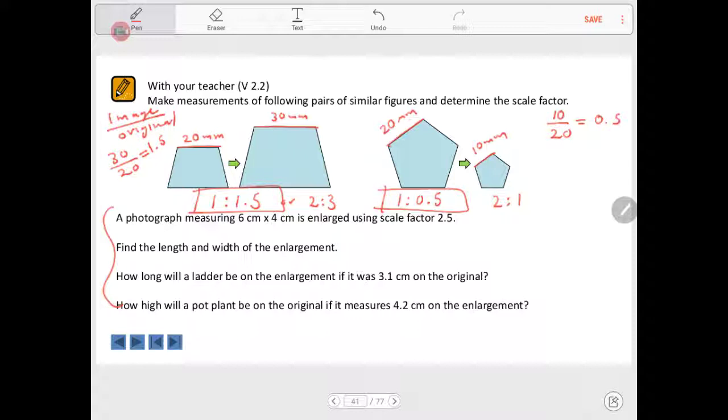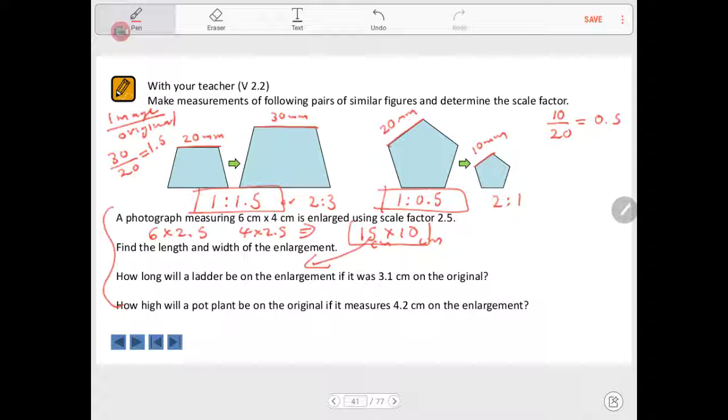Okay, so this is relatively simple, this next part. We're using a scale factor of 2.5, so it's being enlarged. Okay, so if we multiply both of those measurements, the length and the width, by 2.5, we'll get that this is now 15 centimetres by 10 centimetres. That's the size of the enlargement. I better put those units in there. So gone from being a 6 by 4 to a 15 by 10 size. Okay, now that actually answers that one down there, doesn't it?